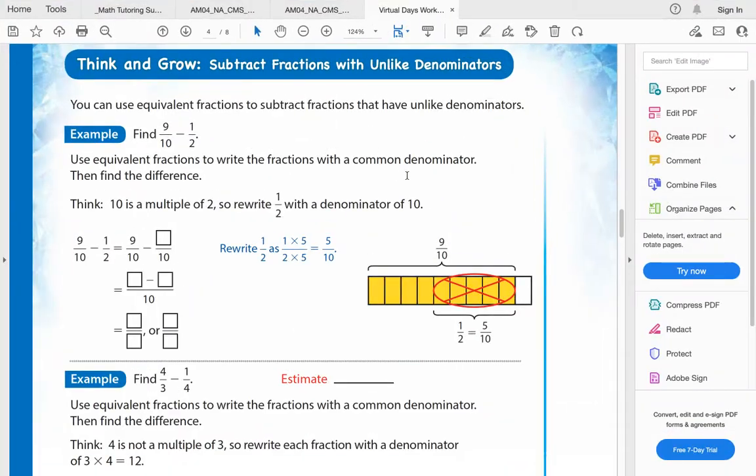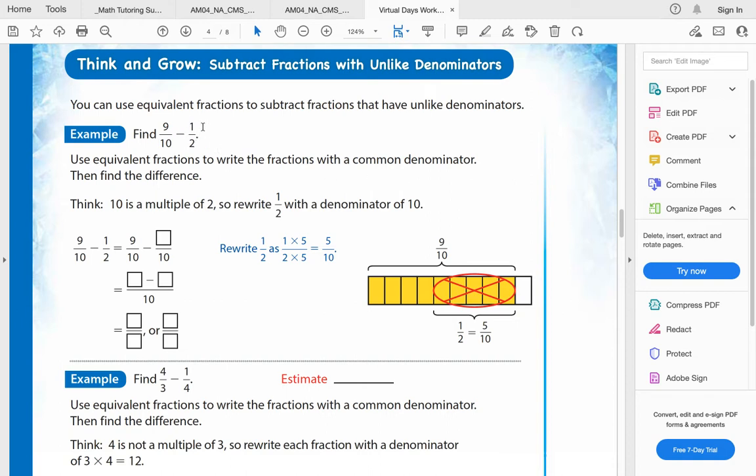Okay, so here we are. This is the next page showing us another example. And it tells us that we can use equivalent fractions to subtract fractions that have unlike denominators. We're going to find the difference between 9/10 and 1/2. Use equivalent fractions to write the fractions with a common denominator, then find the difference.